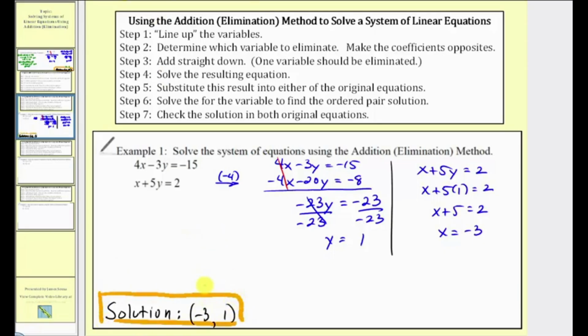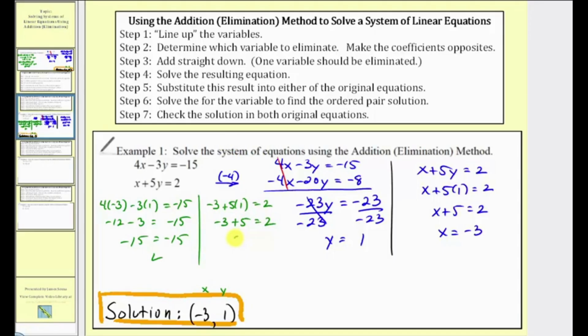To verify our solution, we'll substitute x equals negative 3 and y equals 1 into both of the original equations. So for the first equation, we'd have 4 times negative 3 minus 3 times 1 equals negative 15. Negative 12 minus 3 equals negative 15. So this checks. And now for the second equation, we would have negative 3 plus 5 times 1 equals 2. Negative 3 plus 5 equals 2, which again is also true. So our solution is correct. It does satisfy both linear equations.